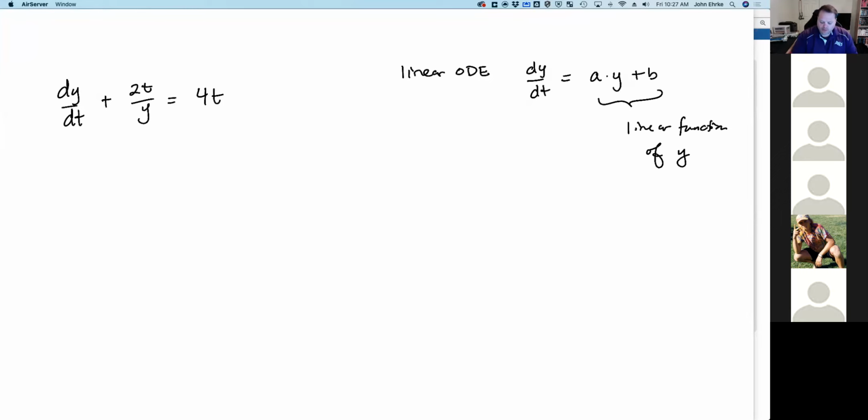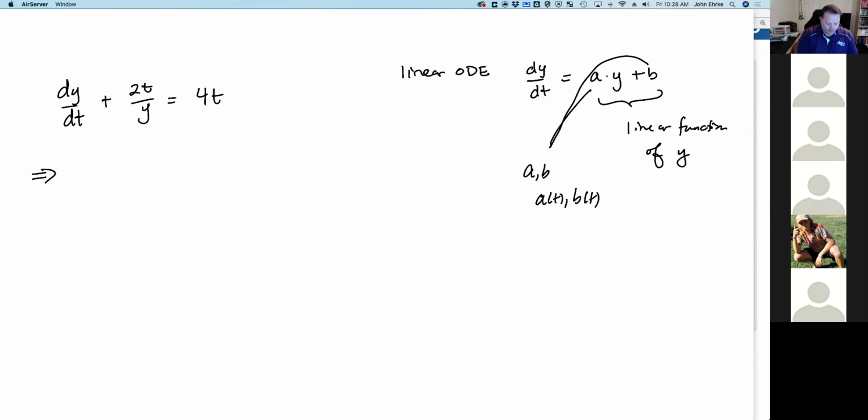Here, the a and the b, so a and b could be functions of t, right? They could be a of t and b of t, but it has to be linear in terms of y on the right-hand side. So I want to try to write this one in that form and see if we can put it in that form.